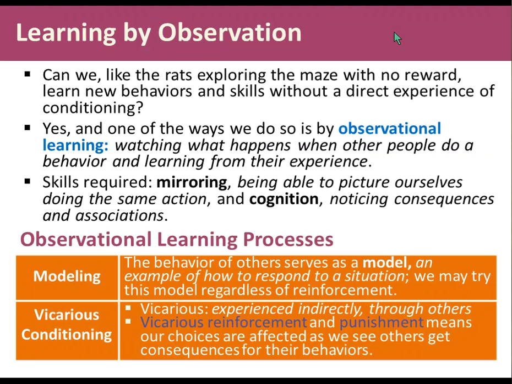The observational learning process, modeling. The behavior of others serves as a model, an example of how to respond to a situation. We may try this model regardless of reinforcement. Then we have vicarious conditioning. Vicarious, experienced indirectly through others. Vicarious reinforcement and punishment means our choices are affected as we see others get consequences for their behaviors.